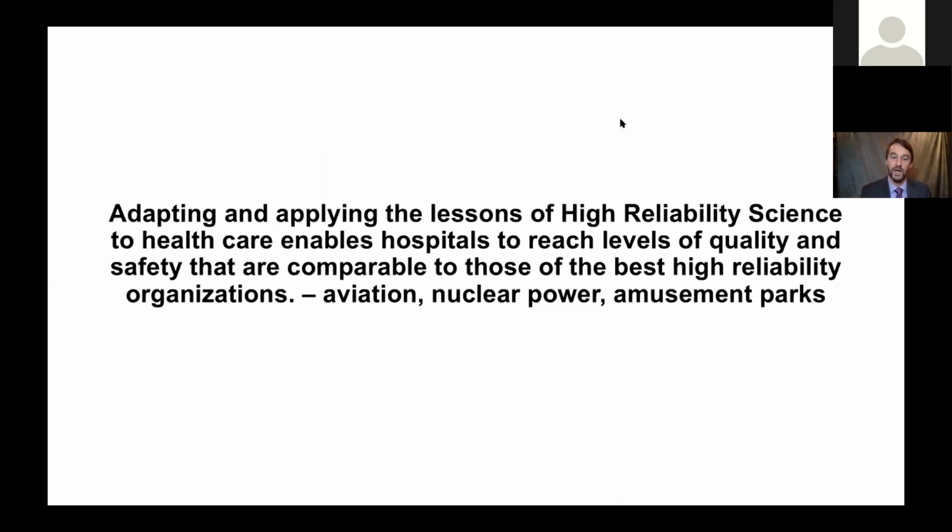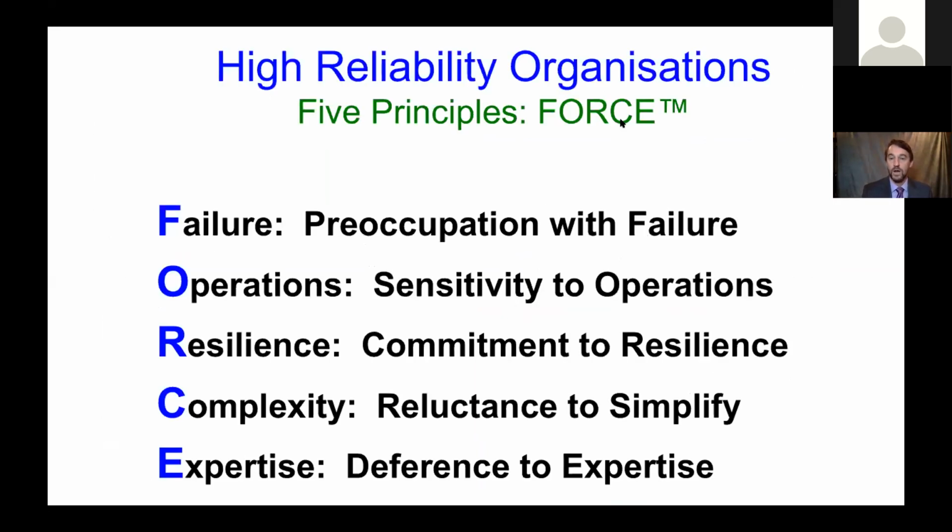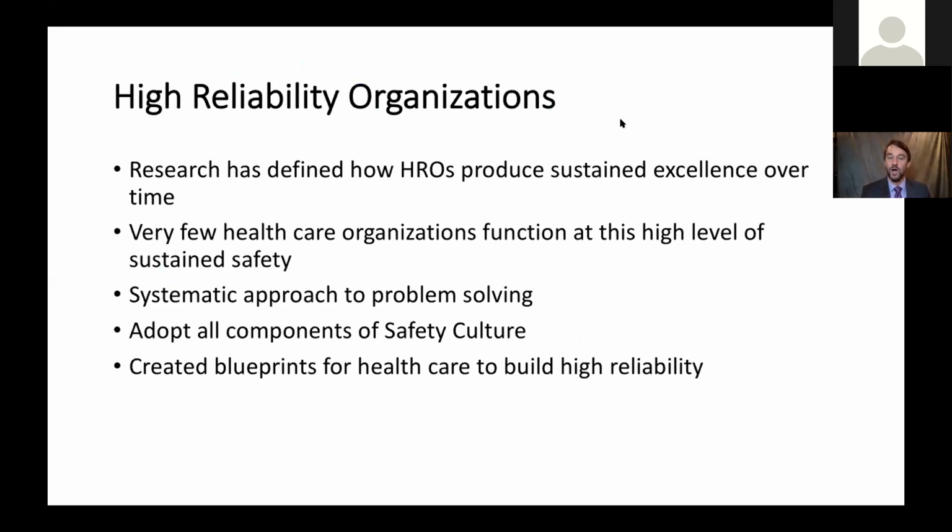There are a lot of healthcare hospitals that have been implementing high reliability science or high reliability organization principles. They've been taken from the aviation, nuclear power and amusement park industries, and are now being applied in healthcare. The high reliability organization principles has five principles: preoccupation with failure, sensitivity to operations, commitment to resilience, reluctance to simplify, deference to expertise. Research has shown that high reliability organizations produce sustained excellence over time.